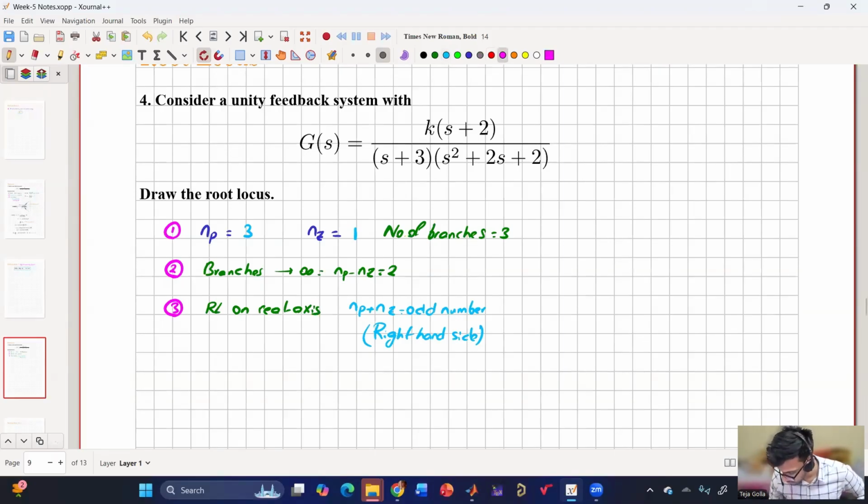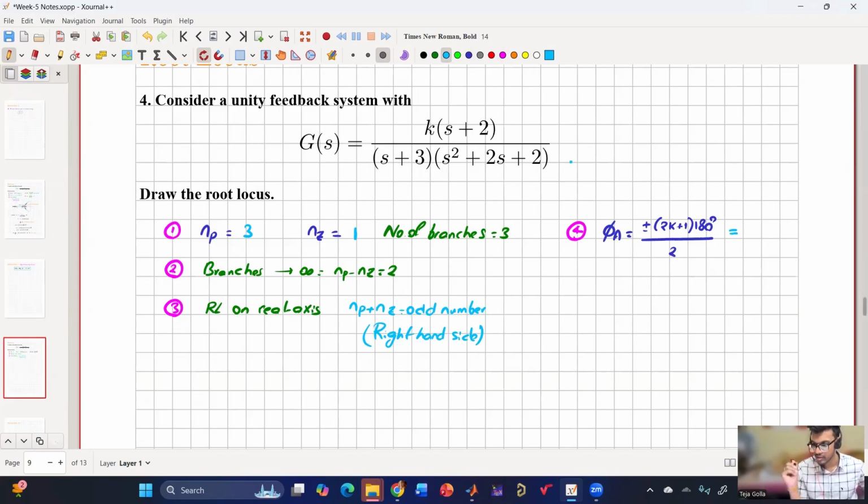So now we'll come to rule 4, which is the asymptotes angle. It is plus or minus (2k plus 1) into 180 degrees by NP minus NZ, which is 2. K is not related to only the poles; NP minus NZ is 2. So what will be the angle now? (2k plus 1) into 180 degrees by 2, right?